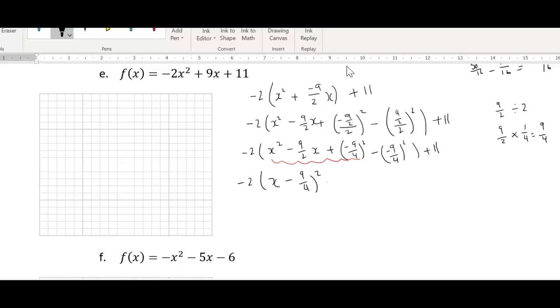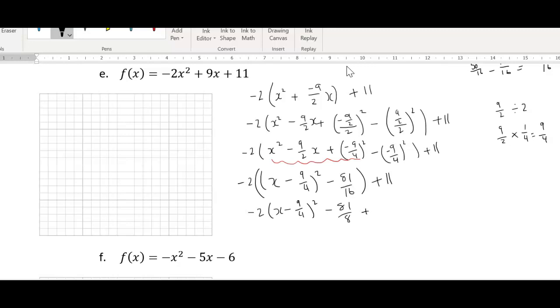Now we can do 9 on 4 squared. So negative 9 squared is 81, and then 4 squared is 16, plus 11. All right, multiply, whoops, got a bracket there. Multiply everything through by that negative 2. So negative 81 on 16, when I multiply that through by 2, I'm going to have negative 81 on 8, and then plus 11 on the end.